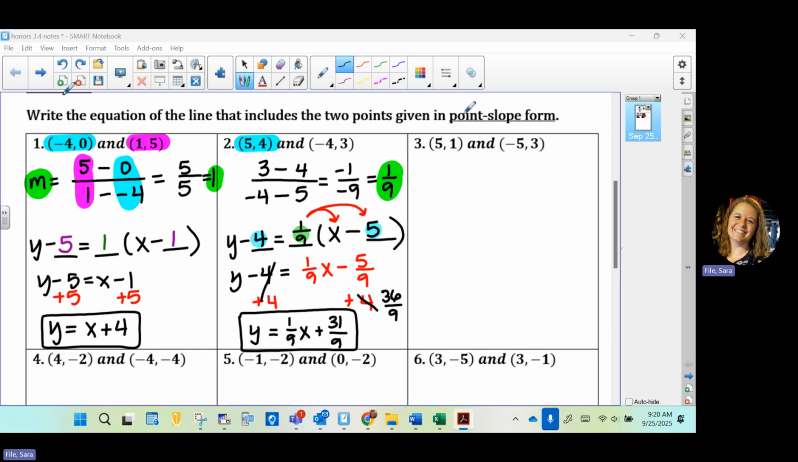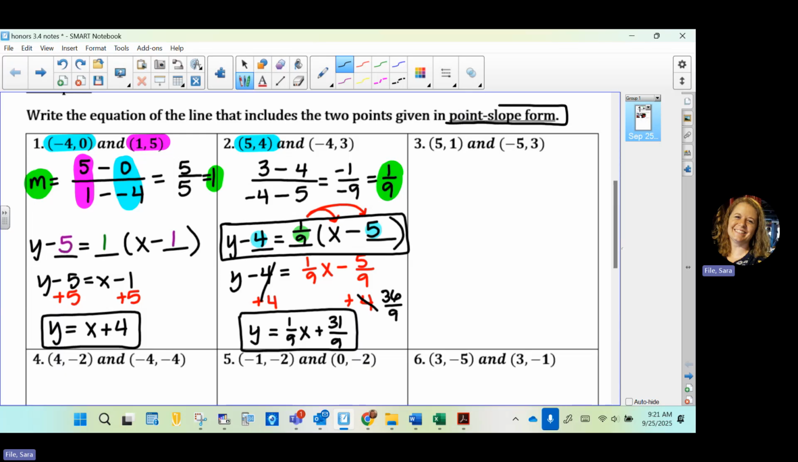Oh, you know what? It would help if I read more carefully, because it says in point slope form. We did that already. That was here. So this is point slope form. So technically, in this problem, we could have stopped there. We wrote it in point slope form. So if they ask for slope intercept, then you do the solving for y. But this actually doesn't tell us to do that.